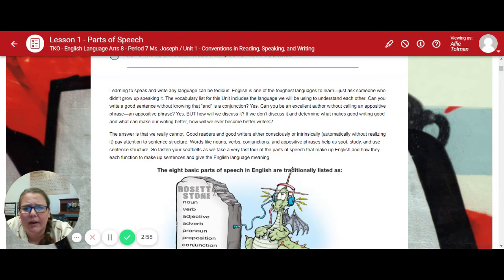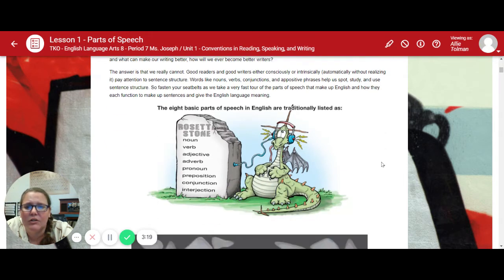Good readers and good writers, either consciously or intrinsically, which is automatically without realizing it, pay attention to sentence structure. Words like nouns, verbs, conjunctions, and appositive phrases help us spot, study, and use sentence structure. So fasten your seatbelts as we take a very fast tour of the parts of speech that make up English and how they each function to make up sentences and give the English language meaning.